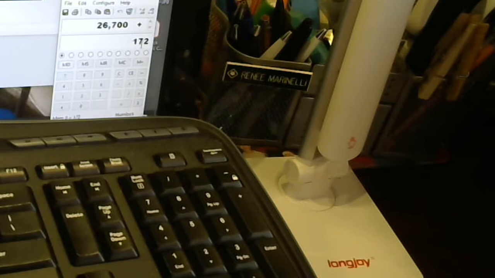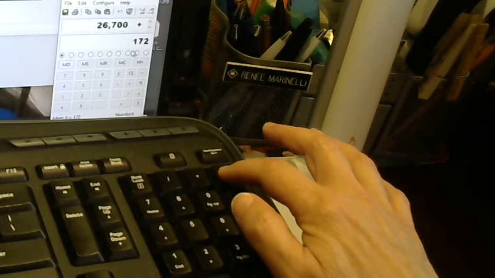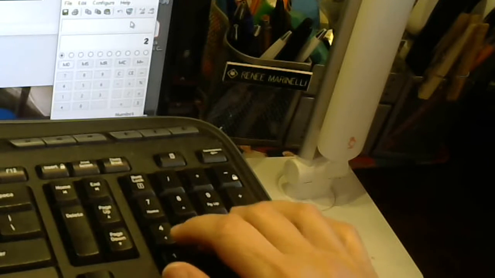How did I get the 172? That's not what I want in memory. Where did that 172 come from? It's the 93,000. We're going to have to do this over. Sorry, you guys, I can't see the way this works on my screen. I can't see the whole 10 key. Okay, start again.